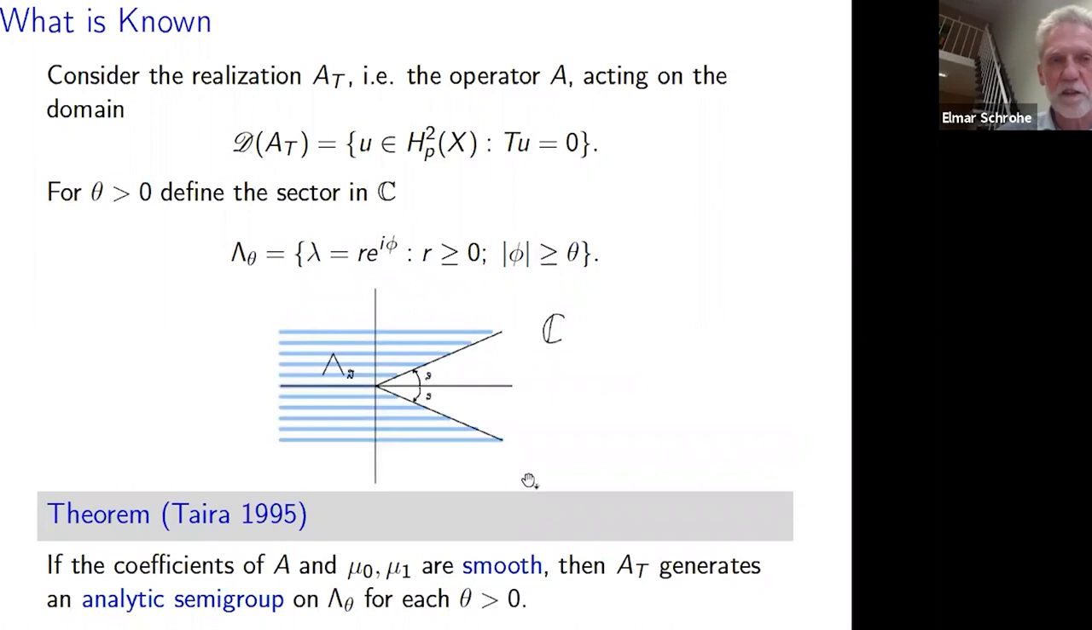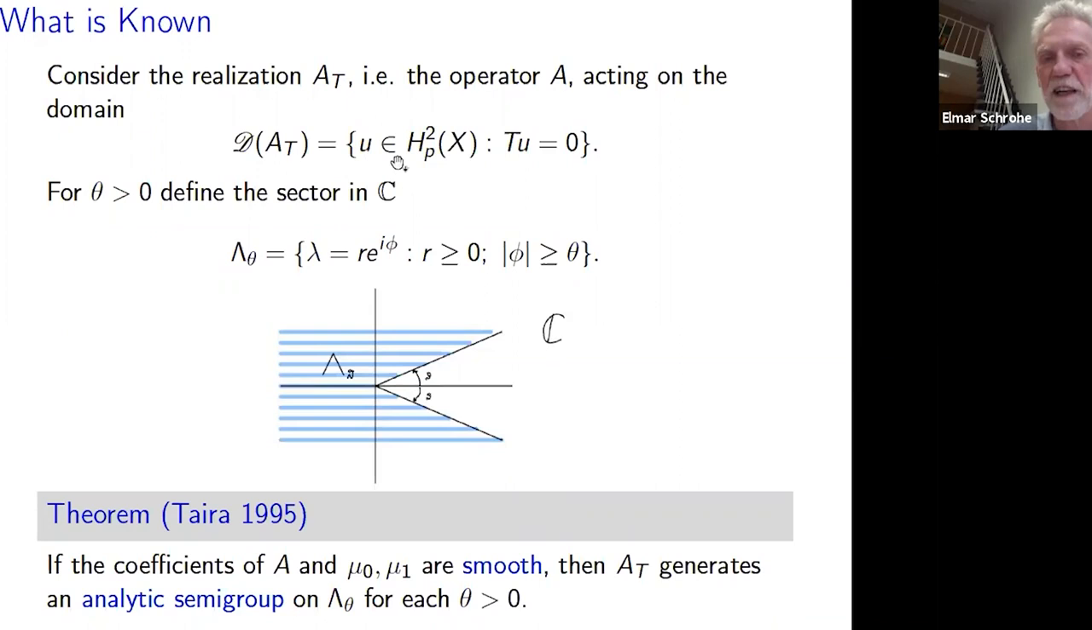What Tyra showed is the following. What you study is the realization of this operator. You're probably used to this if you know boundary problems. The realization, you call the operator where you specify the domain, but the operator acts as usual. So in this case, it's a second order operator.